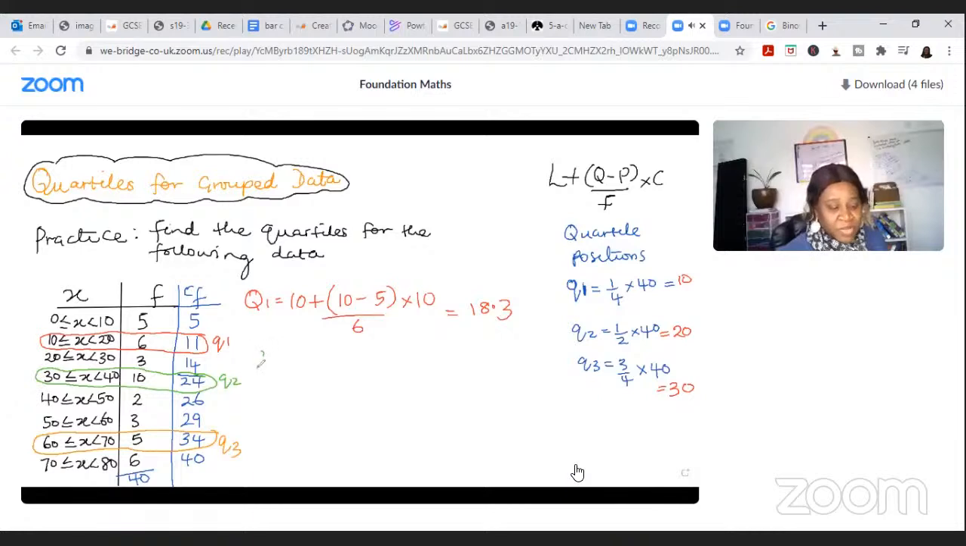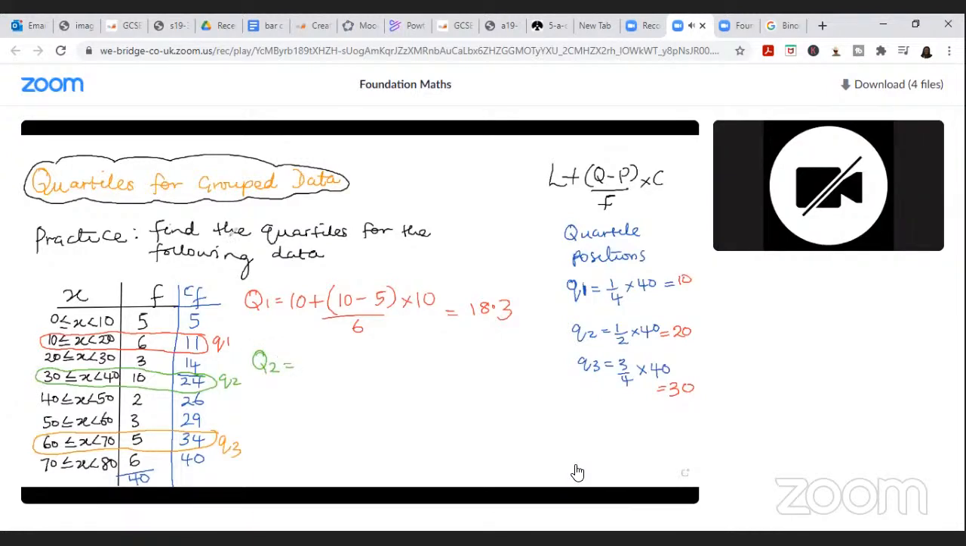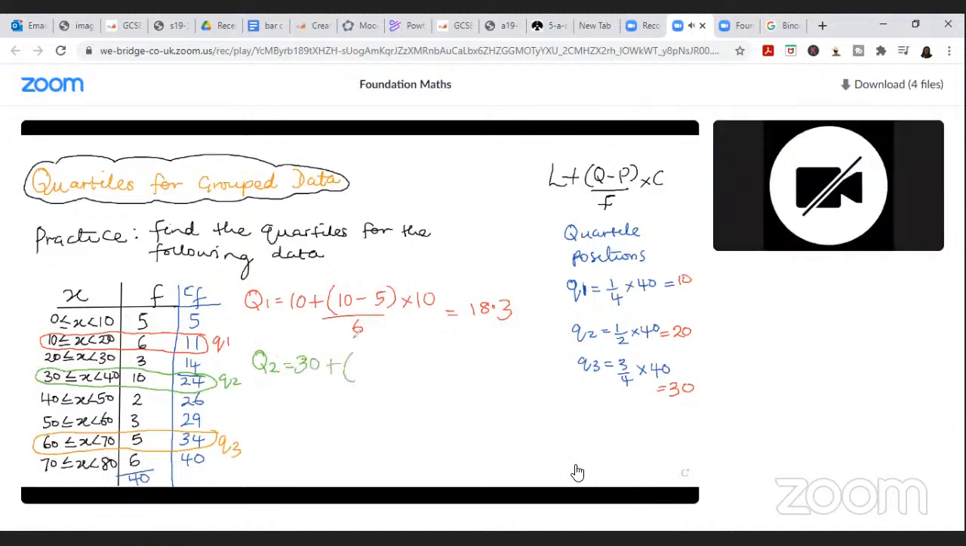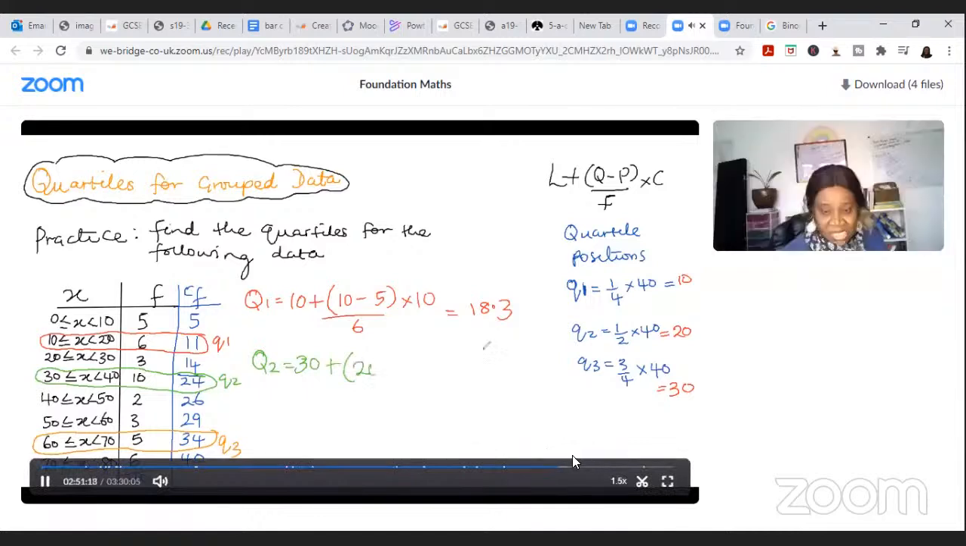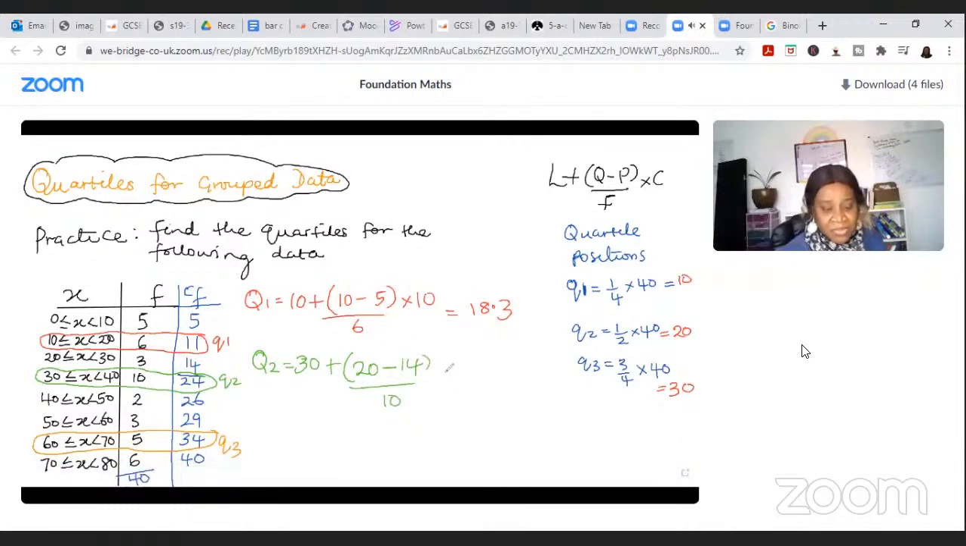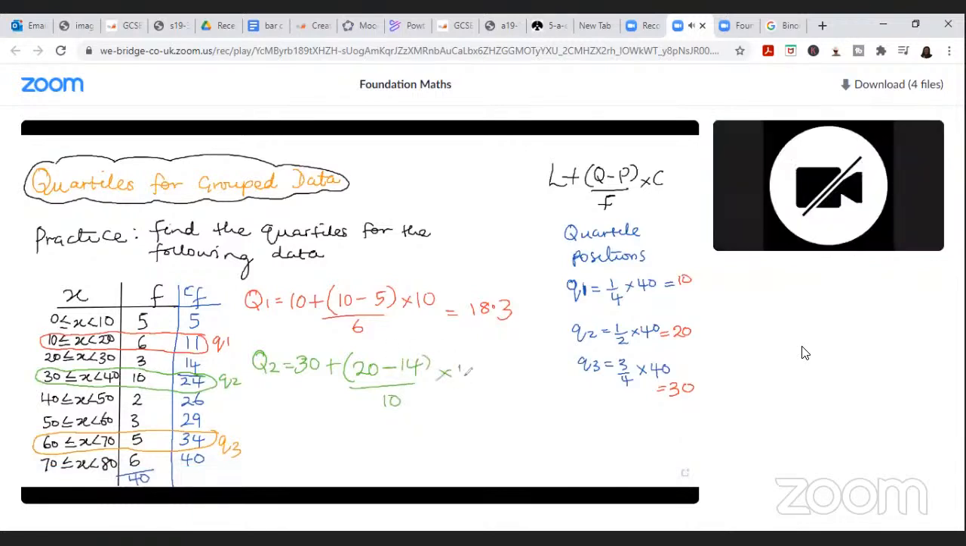How about Q2 then? Who has done it? Have you done it, Reem? You finished? Yes, so 30 for this one, over limit plus 20 minus 14. 20 for the quartile position for Q2, minus 14 the preceding cumulative frequency, over 10, the frequency of the quartile class, times 10. It will be 16.